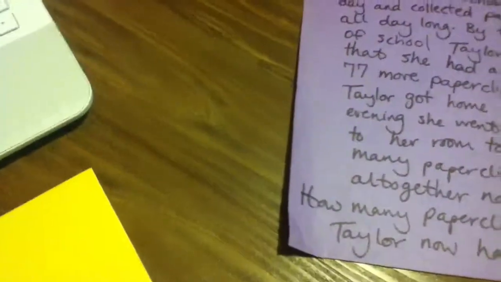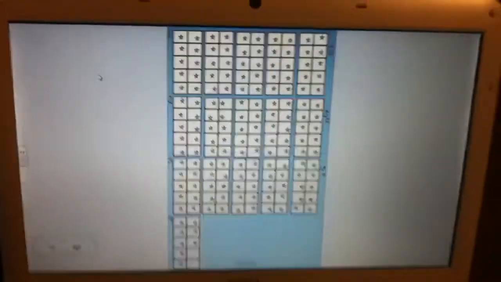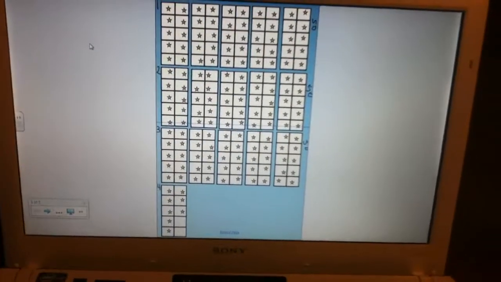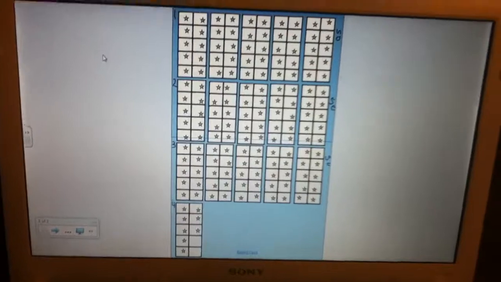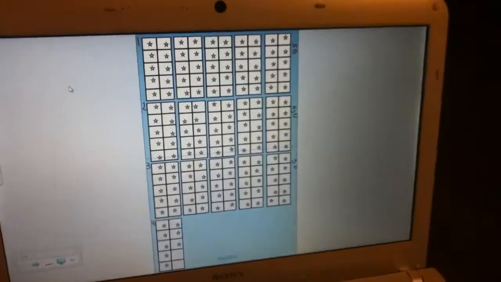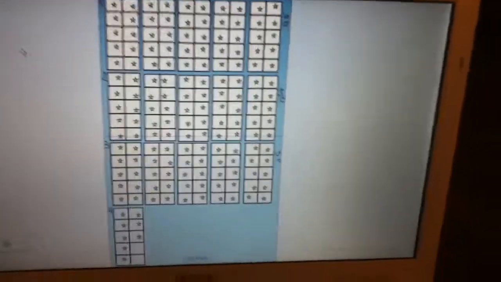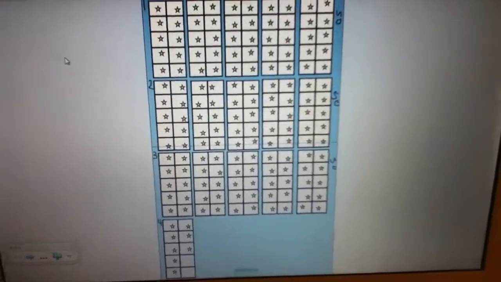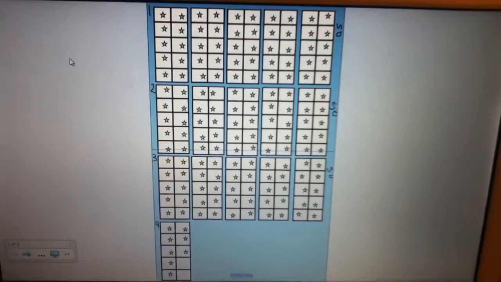Okay, so there's our word problem, and the first approach that we're going to look at is the make 10 approach. So here I have already created the different tens frames that I needed to do the make 10 approach. So our two numbers that we're going to use in this addition problem are 158 and 77. So I went ahead and set out my tens frames, and so our number was 158.